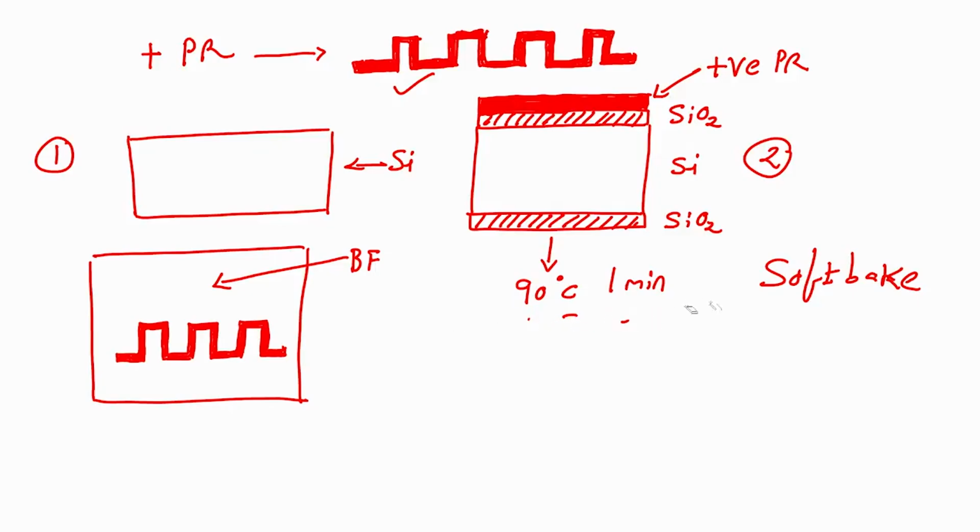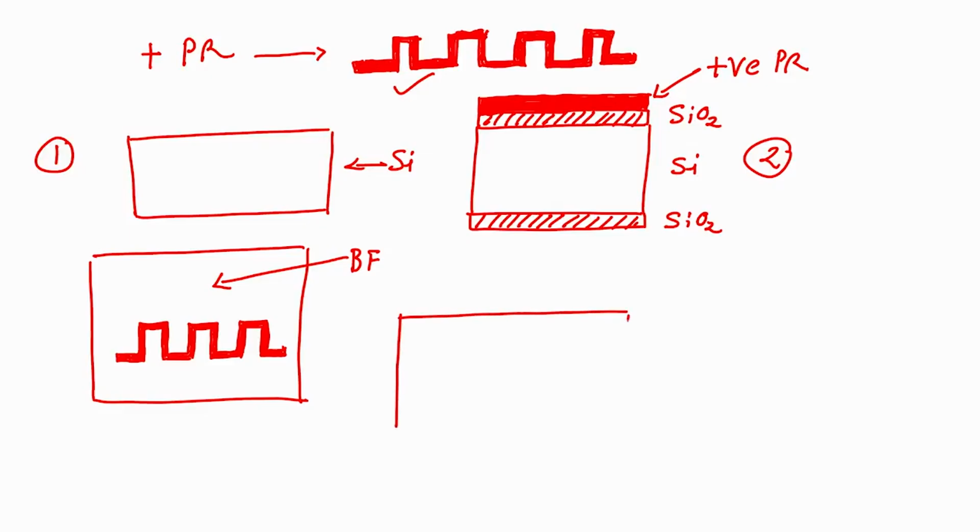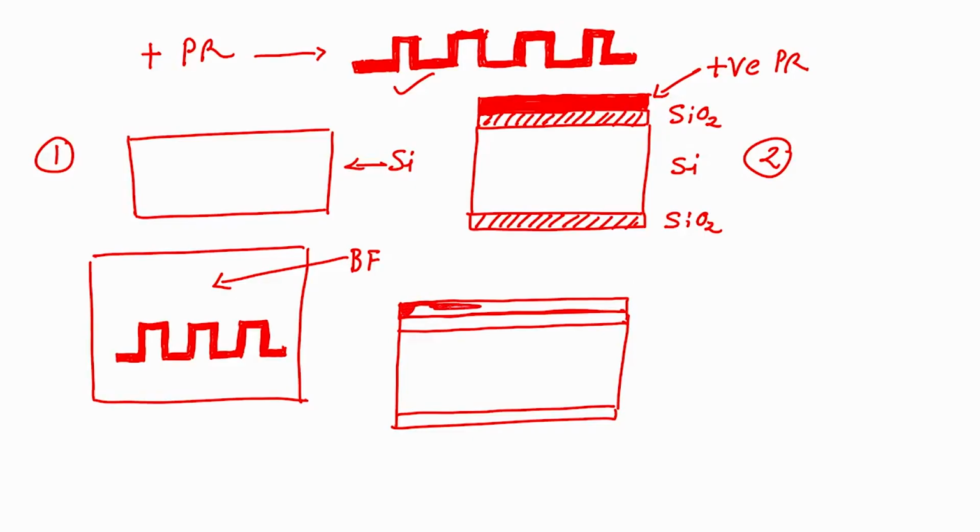So, next step would be we will load this mask. So, I will draw the wafer once again, then we have oxide, then we have photoresist, right, and then we have done soft baking already, we have completed soft baking.